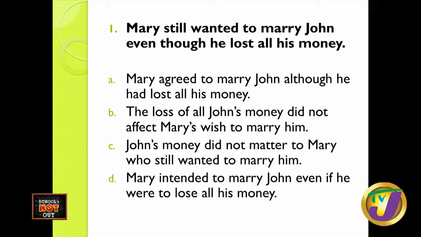And D, Mary intended to marry John, even if he were to lose all his money. Remember, I noted the element of the conditional tense. This is suggesting that John has not yet lost his money, and even if he were to lose it, Mary would still marry him. That's not what the original sentence says. So if you selected B, the loss of all John's money did not affect Mary's wish to marry him, then you are correct. That is the equivalent sentence. I wonder how many of you got number one correct. All right. Let us look at number two now.